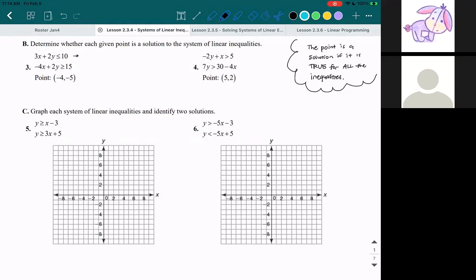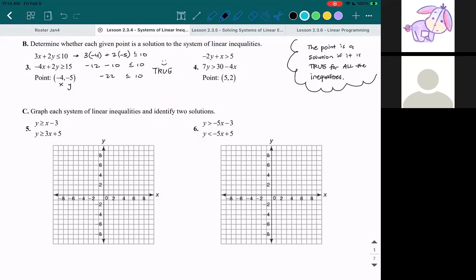So for the first equation, we have 3x, and our x value is -4, plus 2y, y value is -5, less than or equal to 10. Let's see if that is actually true or not. So 3 times -4, that's -12. And then 2 times -5, that's -10. So we have -12 minus 10, that's -22, is less than or equal to 10. A negative number is definitely less than a positive number. This is true. So far, we're doing good.